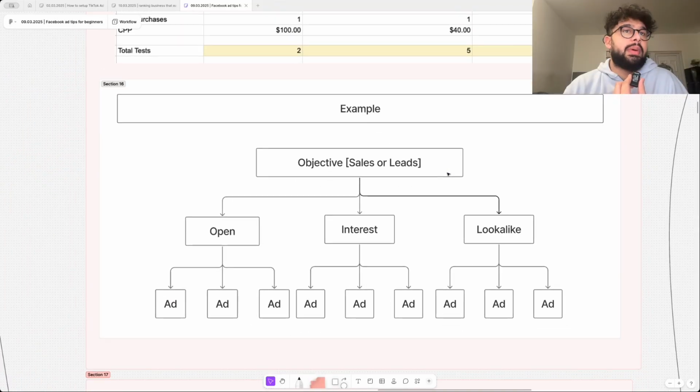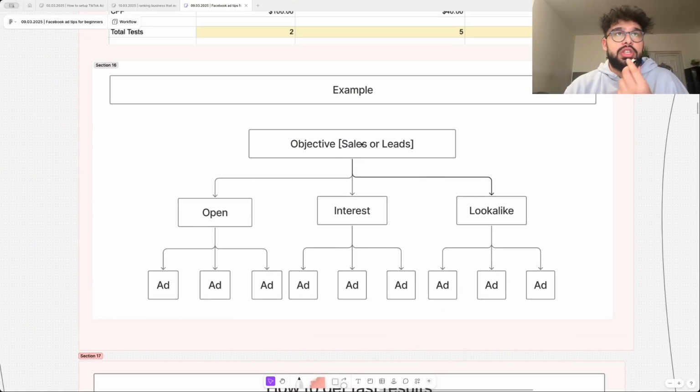Now, how you set up an ad account is really straightforward. Objective is always going to be the bottom of funnel objective, 99% of what you do. So it's going to be sales or leads. And then from that, there's only a few things you can do. You can do open, interest, lookalike, or custom.